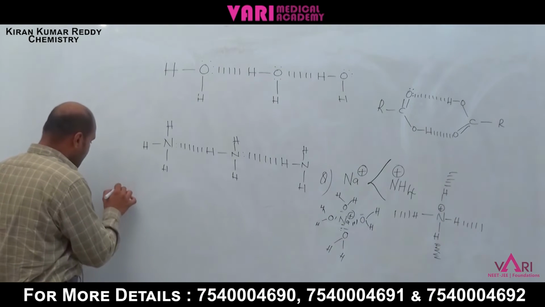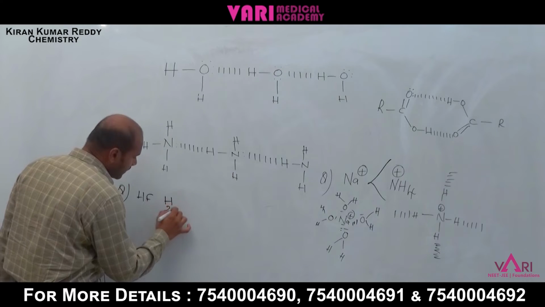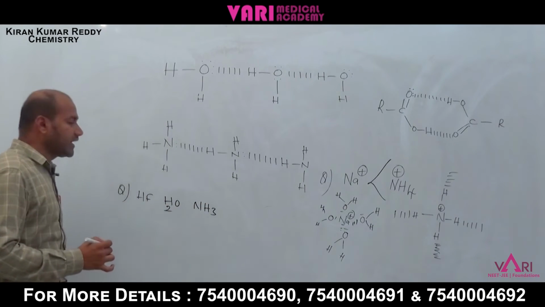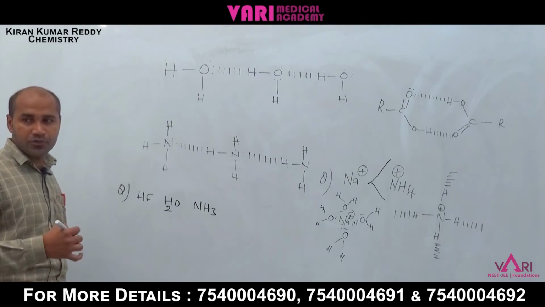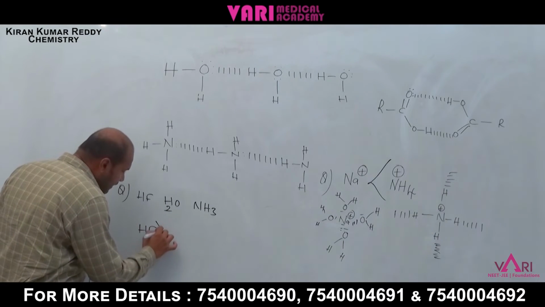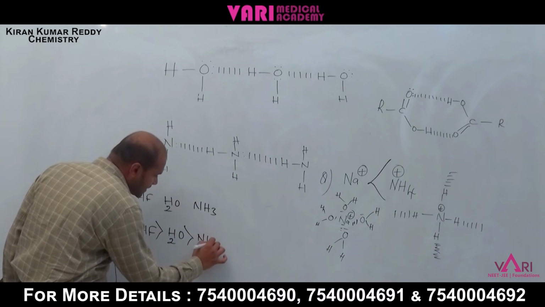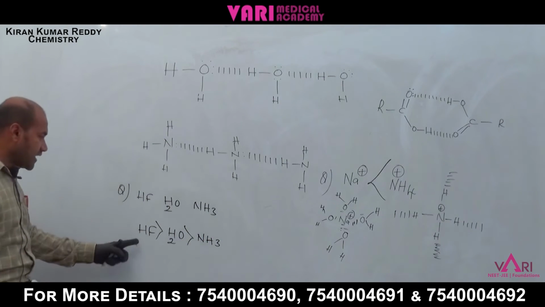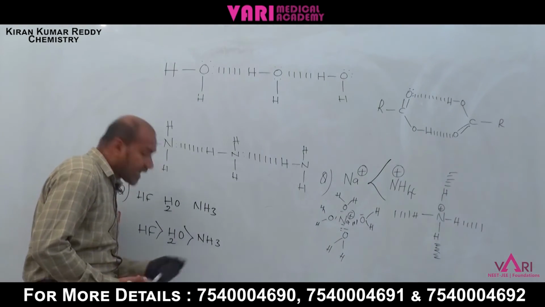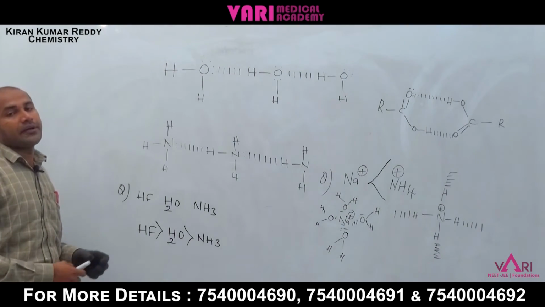If you take a question: HF, H2O and NH3, which one forms the stronger hydrogen bonding? HF forms the strongest hydrogen bonding, after that H2O, after that NH3. Compared to HF, NH3 is weaker. HF is the strongest hydrogen bonding, then H2O, then NH3. This is the example of intermolecular hydrogen bonding.